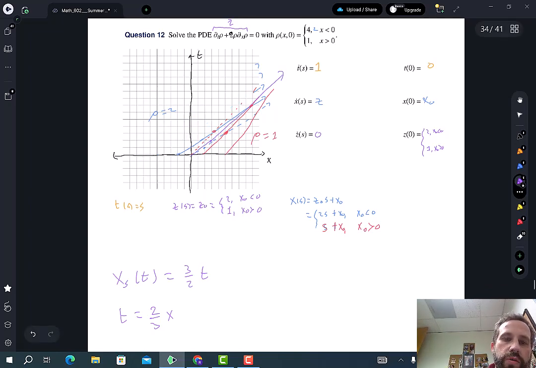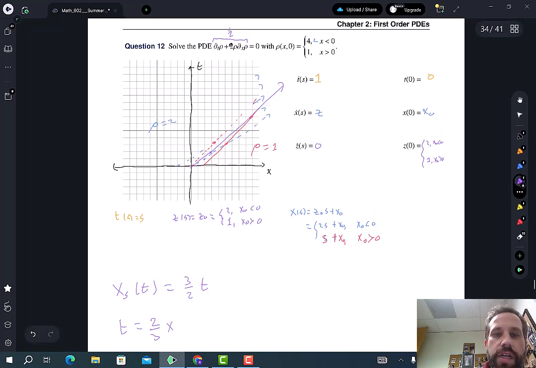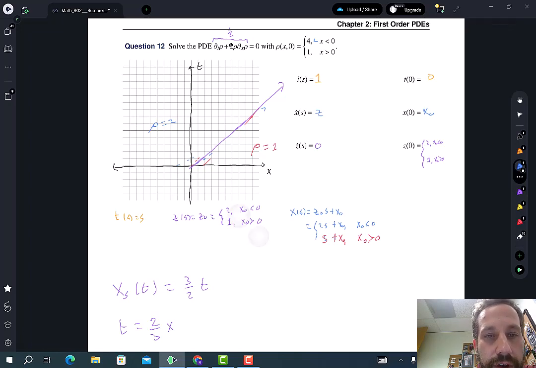Now what I want to do is redraw all of these characteristics. They're going to be flowing into the shock. So the blue characteristics from the left, these are going to have slopes of 1/2, and so they're going to be something like this. They're entering that way. And the characteristics from the right, they're going to have slope 1, so they're going to be entering this way. Like this. So these red lines are parallel.